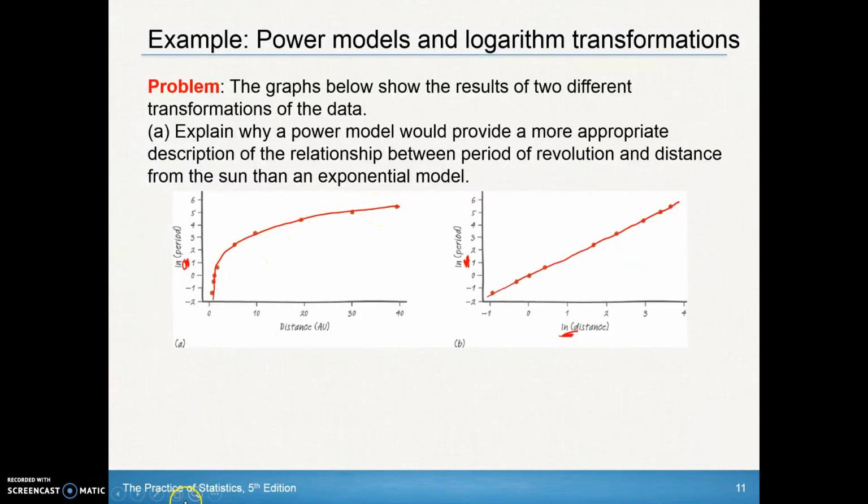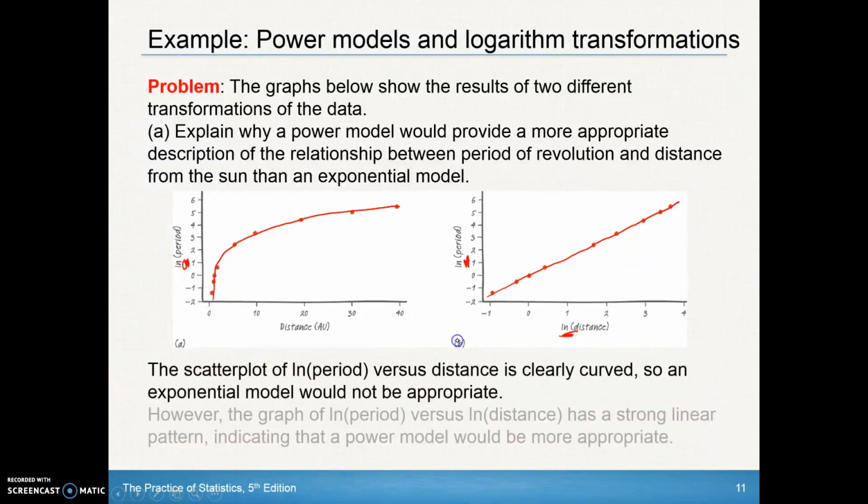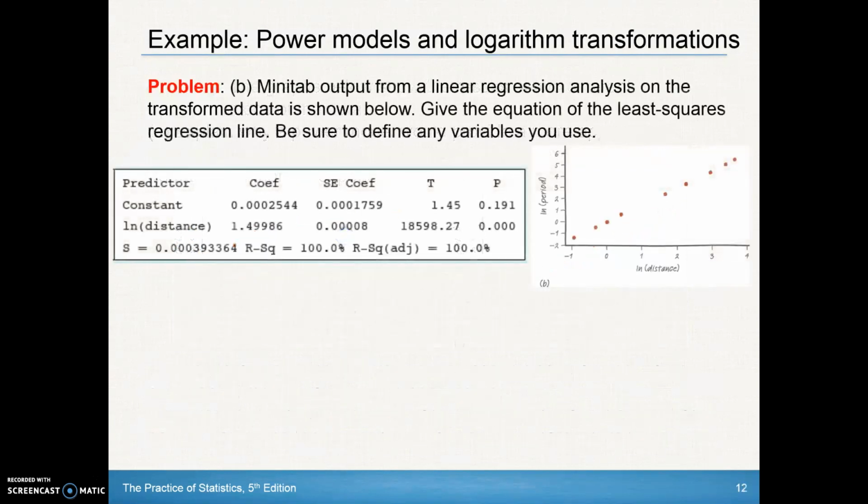But if you do the log of both the x and the y, it has a strong linear pattern, and then a power model would be more appropriate. So that's how we can tell the difference. Should we be using a power model or an exponential model for our data? If I take the log of both the x and y and it straightens it out, a power model would fit the data better. If I just take the log of the y's and it straightens it, then the original data would have been an exponential model.